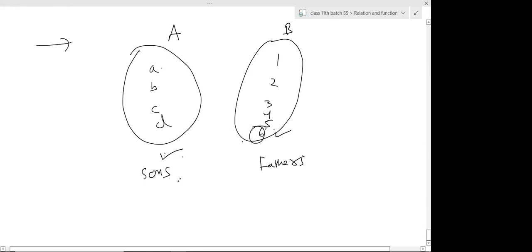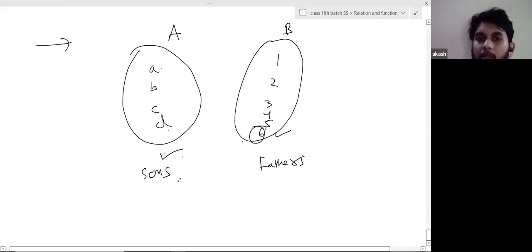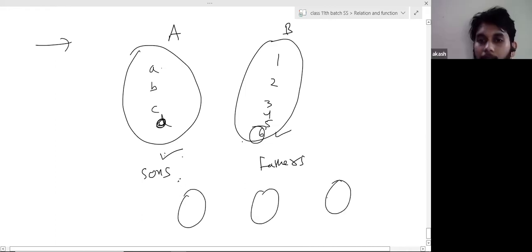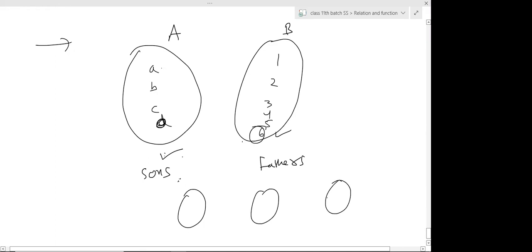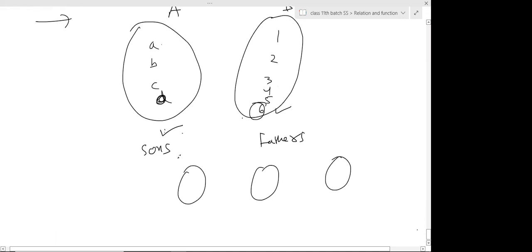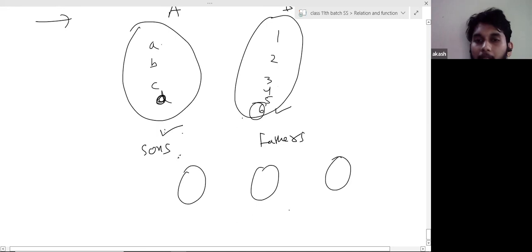Okay. Sir, can there be 3 groups of elements like A, B, and C in a function? I don't understand what you are saying. A, B, and another one C. All right, you are saying 3 sets. Yes, sir, 3 sets. No, this is called a composite function. This is in class 12. This type of function is possible, but this is in class 12.